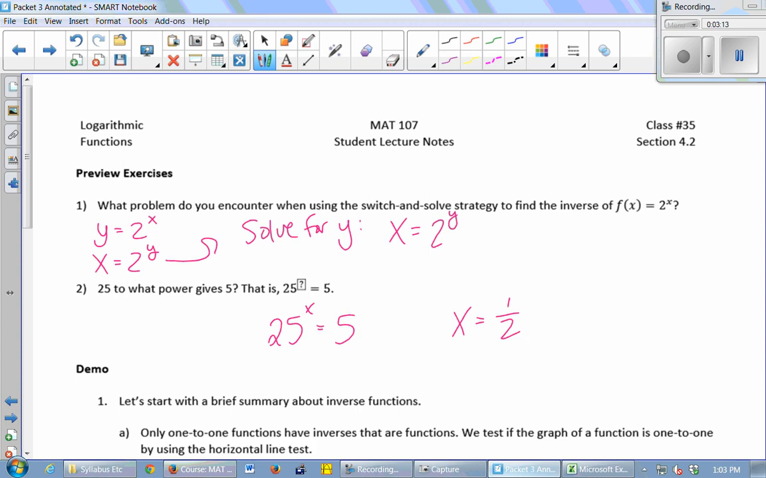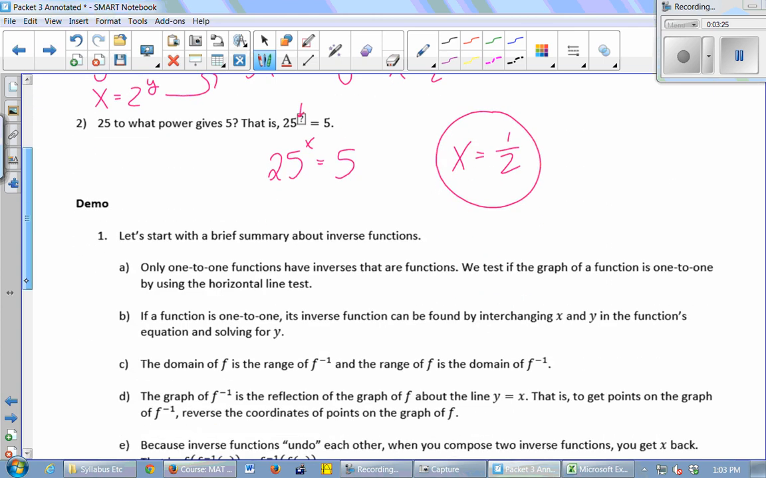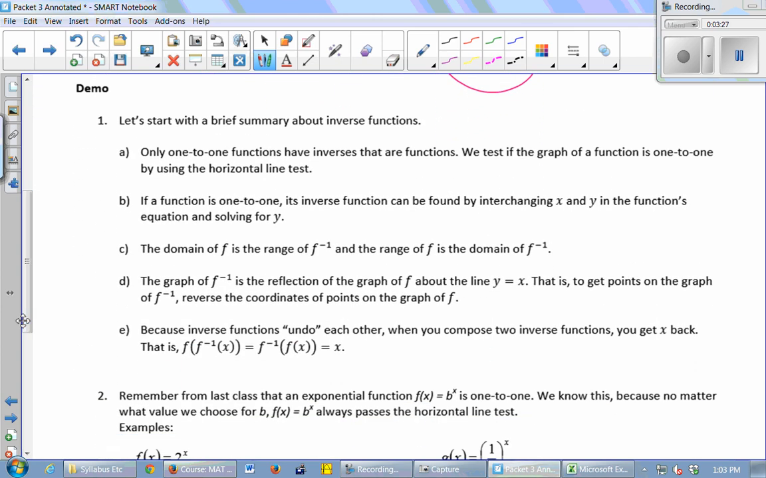All right, so this is the kind of thing we're going to be learning how to do. We're figuring out when the thing that you don't know is in the exponent, how do you deal with that? Yeah, the answer is logarithms.